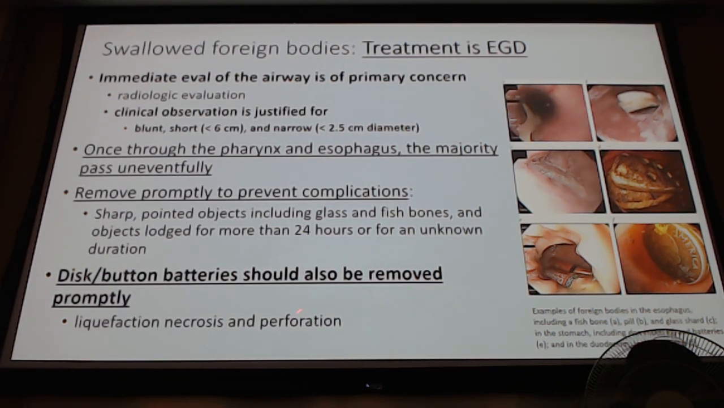Disc and button batteries cause a liquefaction necrosis. So basically it attacks the wall of the esophagus, stomach, wherever it's at, and it will actually liquefy it. It'll kill the tissue, liquefy it, and then it'll perforate. This happens very, very quickly. The acid in our esophagus kind of attacks the battery, and then the battery attacks us. It's not good.